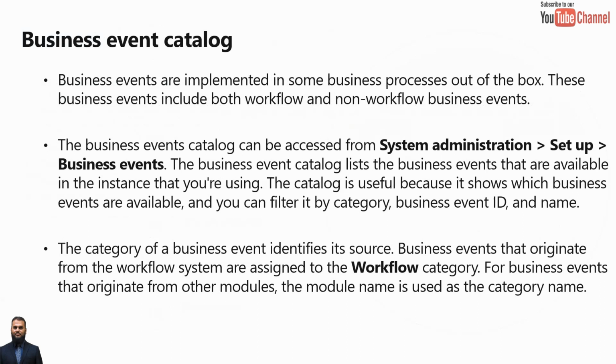The catalog lists all the events available in the instance that you are using, and it is also useful to show you which business events are available out of the box. You can also filter it by category. Category is just a module name or the word workflow itself. If it is a workflow based business event, the word workflow will be shown in the category column, and if it is non-workflow based, the module name will be displayed in the category column itself.